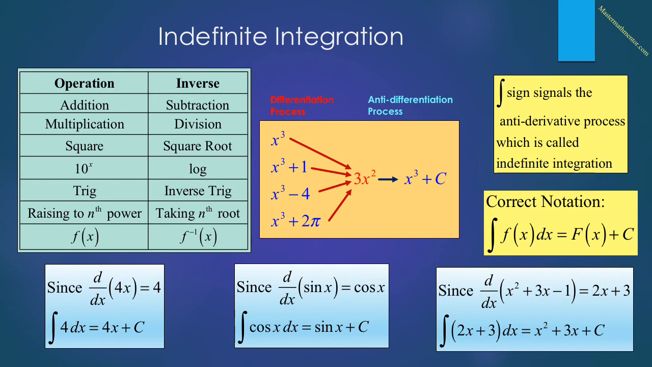Note we do not say minus 1, because when we integrate, we do not know what that constant of integration is. It could be any number. It could be 0. It could be 1. It could be negative 1. We don't know.